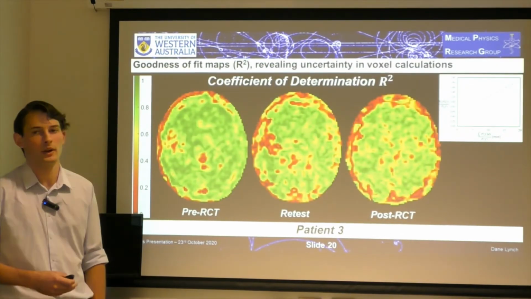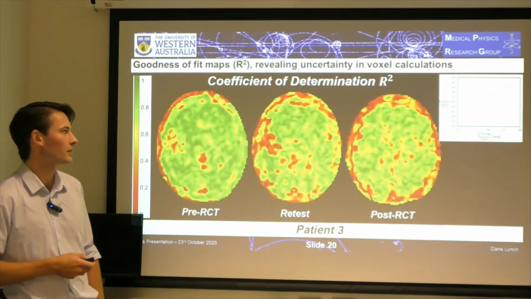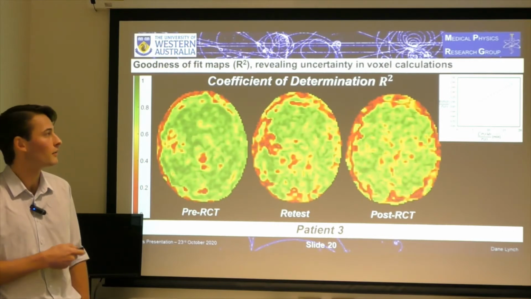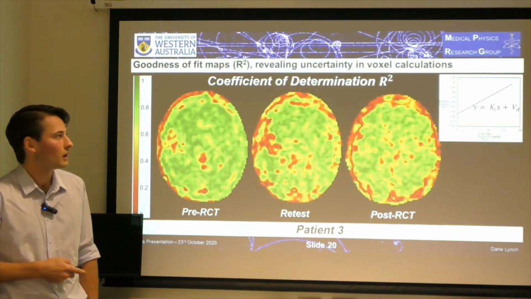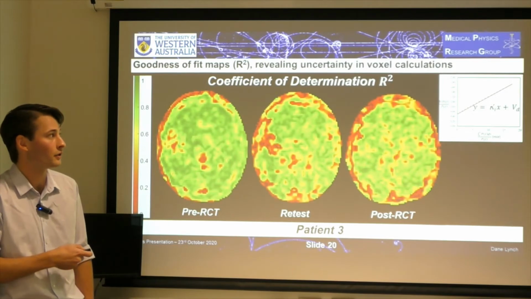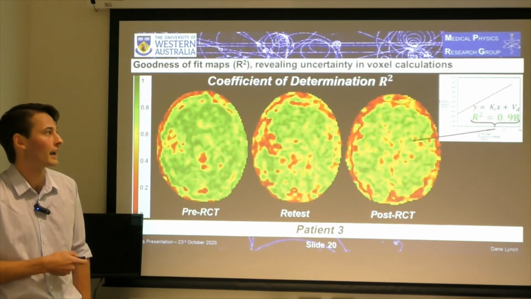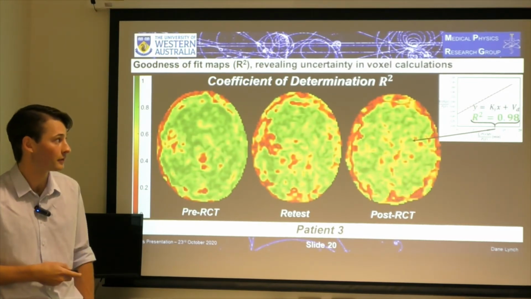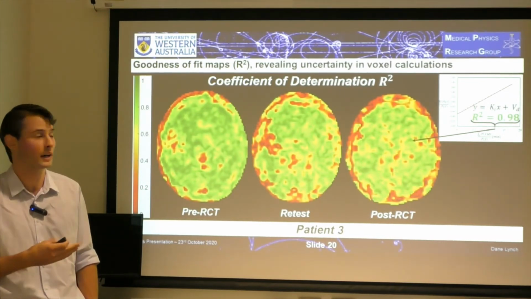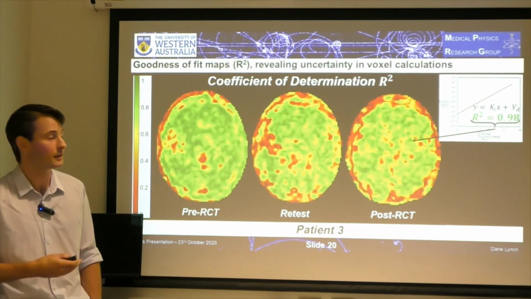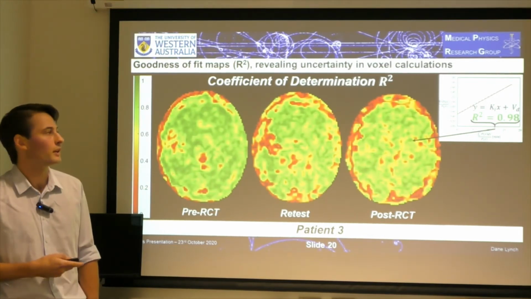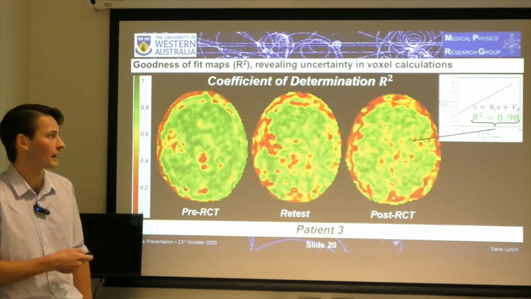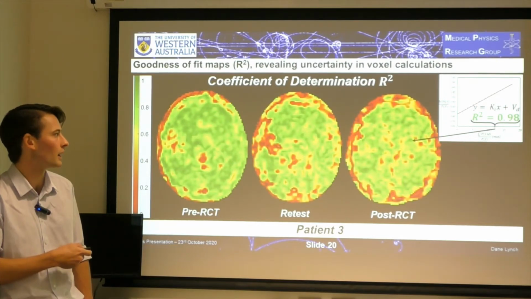So in order to evaluate the uncertainty of these parameter calculations, I calculated something known as the coefficient of determination for each individual voxel. As I explained before, we use linear regression to solve for these parameters, and therefore we can calculate how well that straight line fits to the points using this R squared coefficient, where the closer to 1, the better the fit, indicating whether the parameters have fit well or poorly. And then once I calculate that for each voxel, it is then remapped.